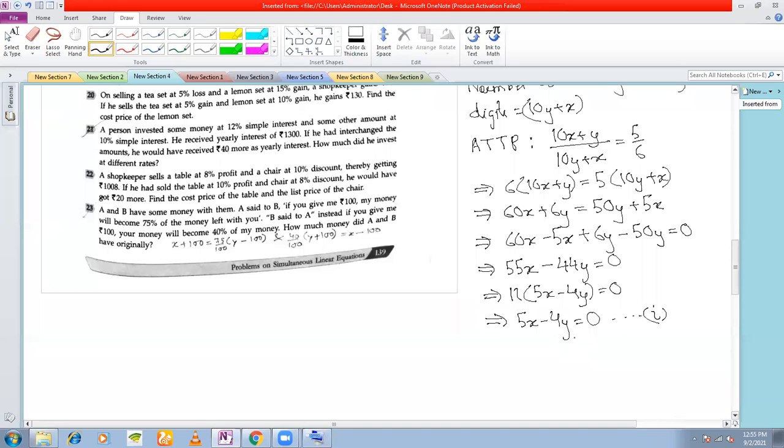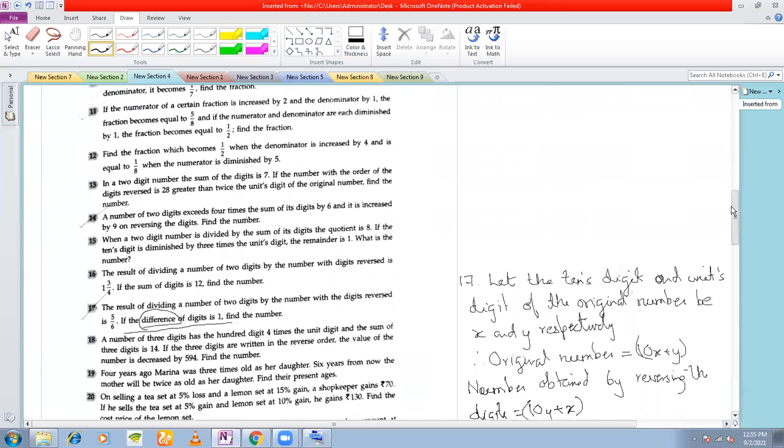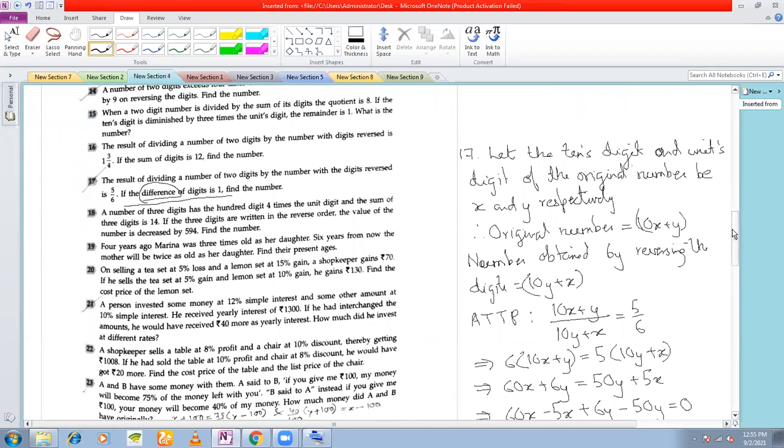Okay. We want to get our second equation. There is a little bit of contradiction here: the difference of the digits is 1. Now, as I told you, difference can be x minus y or y minus x. The digits are x and y, right? So which one should I take, x minus y or y minus x? Can anyone tell me which one I should take?